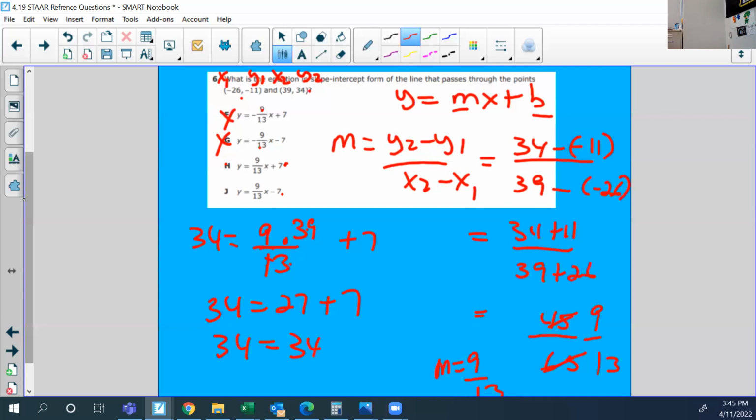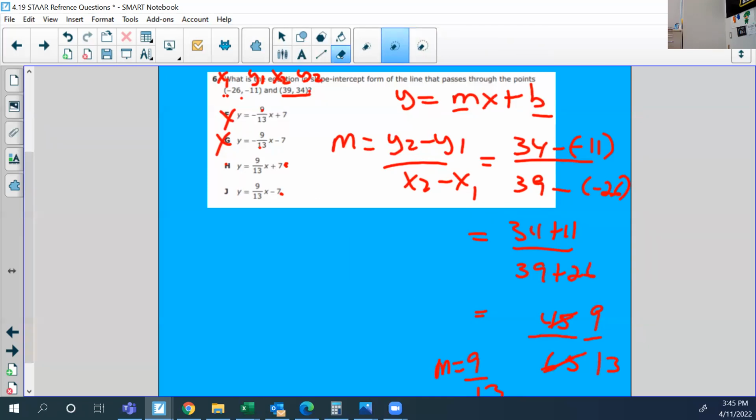Okay. So that's correct. Now I'm going to show you, if you use this other point in this equation, you'll get the same answer. The left side will equal the right side. Let's try plugging this point into this equation and see if the left side equals the right side. Let me erase this. Okay, so it's just working smart.